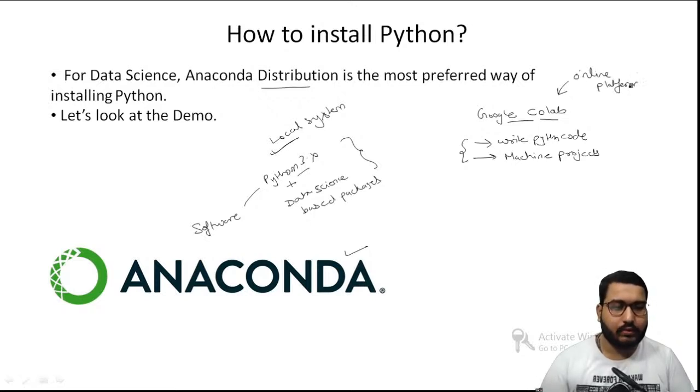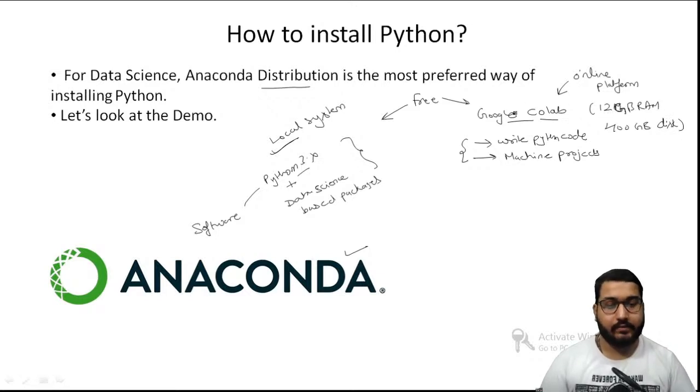And again, both of them are free, so everything is free. This is free and this is free. You don't need to pay anything. Using Google Colab, you get something around 12 GB of RAM and about 400 GB of disk space. So that is another advantage of using Google Colab. If you are running a machine learning project, you require a good amount of processing power, and Google Colab is one such website that can help you with that.